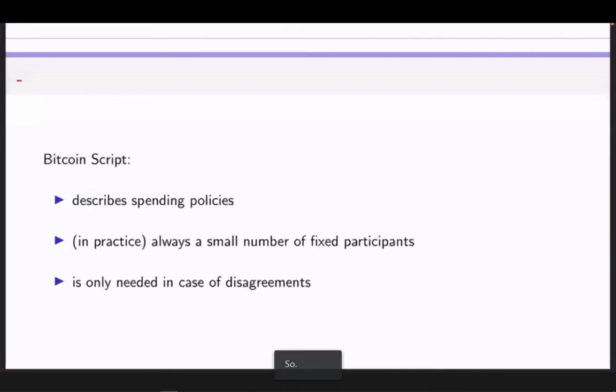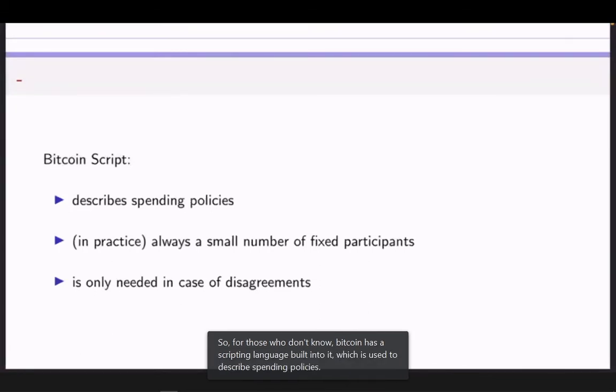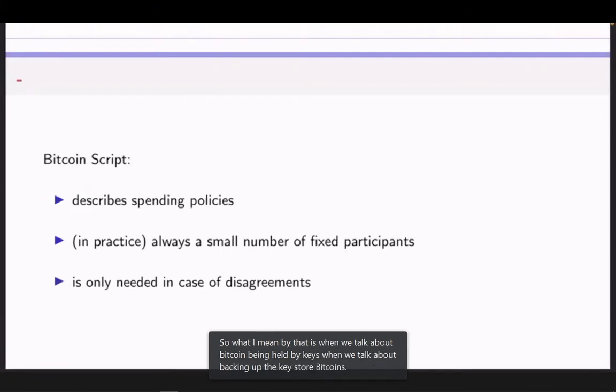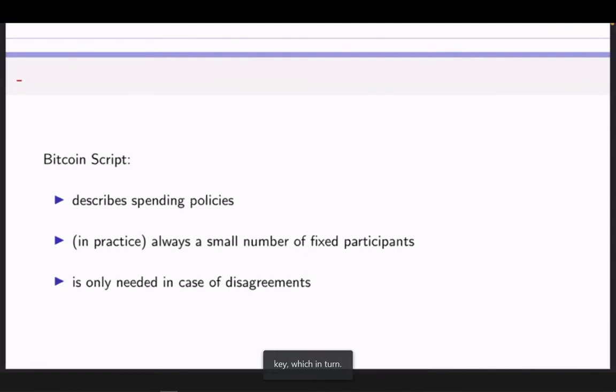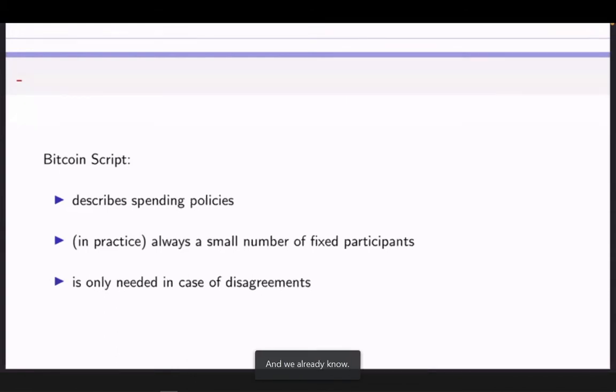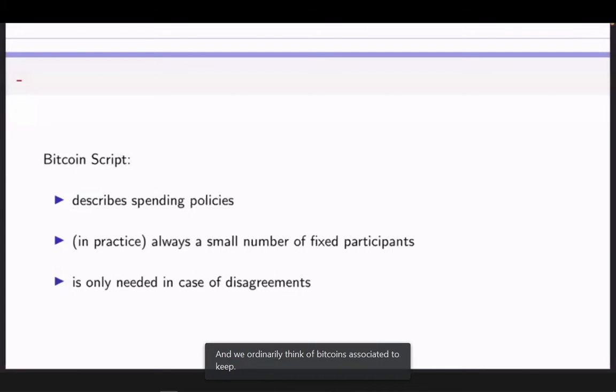For those who don't know, Bitcoin has a scripting language built into it, which is used to describe spending policies. What I mean by that is, when we talk about Bitcoin being held by keys, or about backing up the keys to our Bitcoins, what's actually going on at a technical layer is that there are coins tracked by the Bitcoin network, which are associated to a public key, which in turn is associated to a secret key, which is what people are storing and trying to keep secret. We ordinarily think of Bitcoins as associated to keys and nothing more complicated than that.